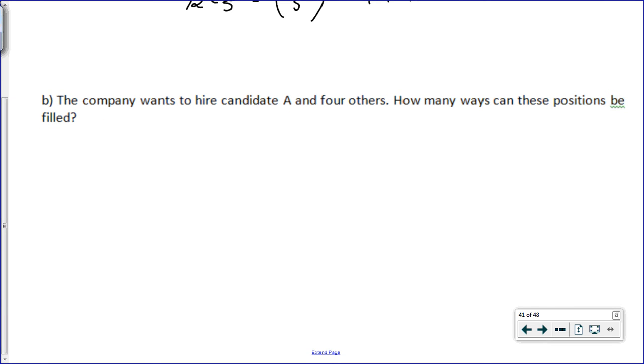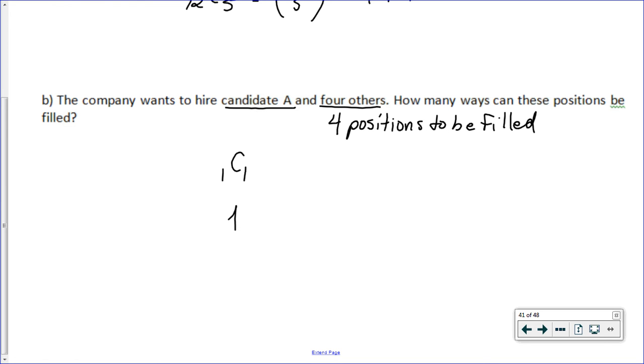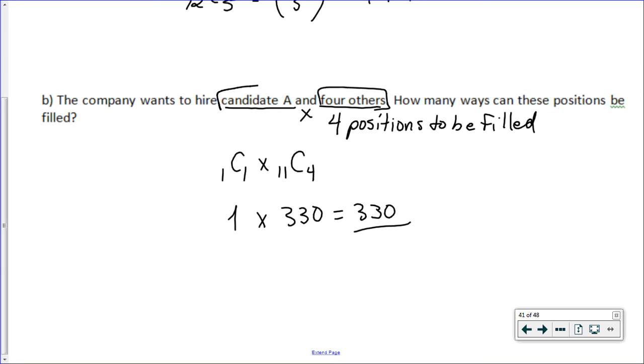So 792 ways those positions can be filled. The company wants to hire candidate A and 4 others. So that means there's really 4 positions to be filled. So for candidate A, I have 1 person. I choose that 1 person. That's just 1. And I times that by, remember, and means times, 4 others. And I believe I only have 11 left to choose from. So 11 choose 4. And that is 330. So there are 330 ways to fill these 4 positions and hiring candidate A.